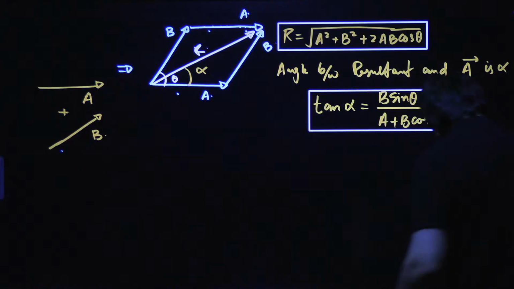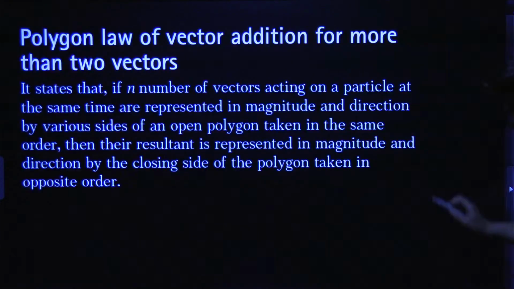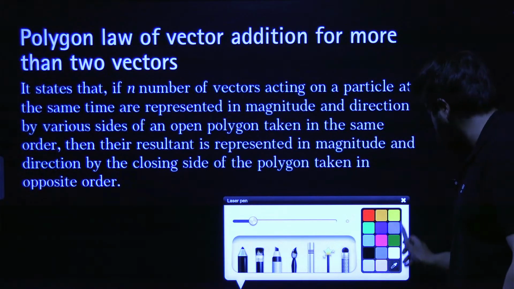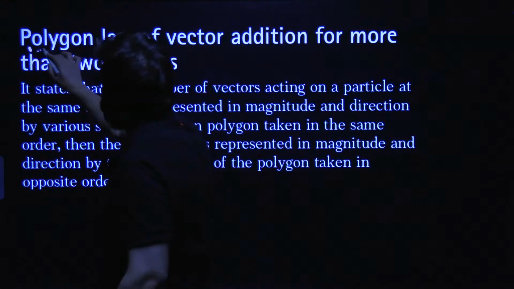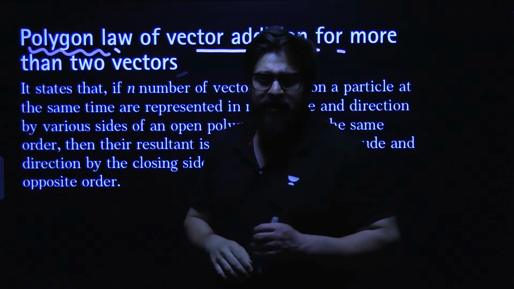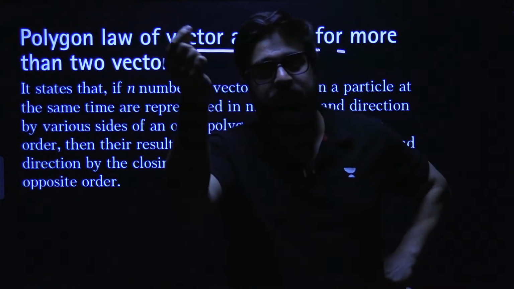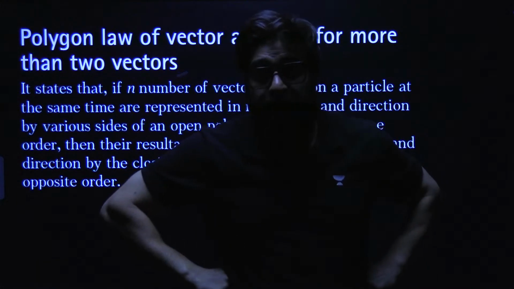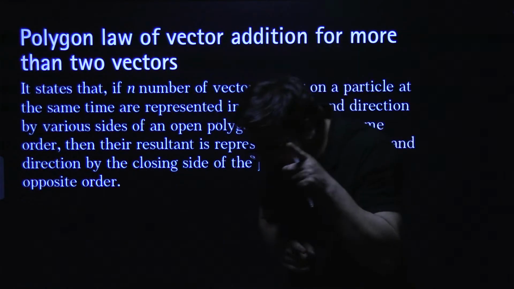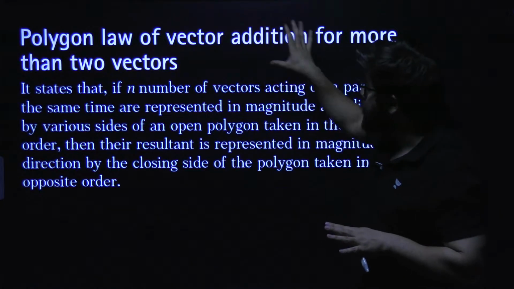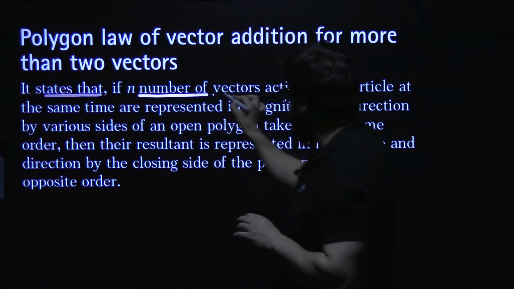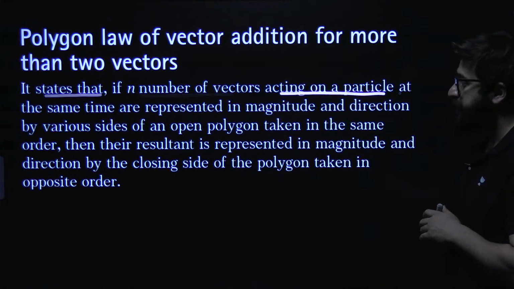Now, let's move on to the next law, and that is what we call the polygon law of vector addition for more than two vectors. If you have to add two vectors, you use either triangle law or parallelogram law. But the polygon law is used to add more than two vectors.